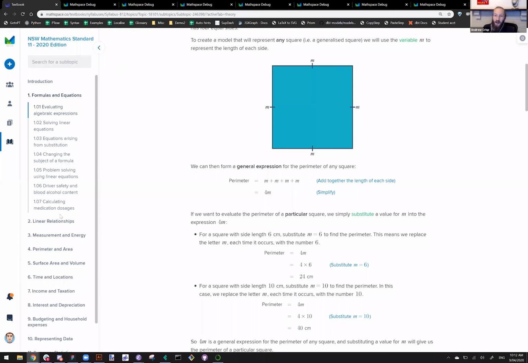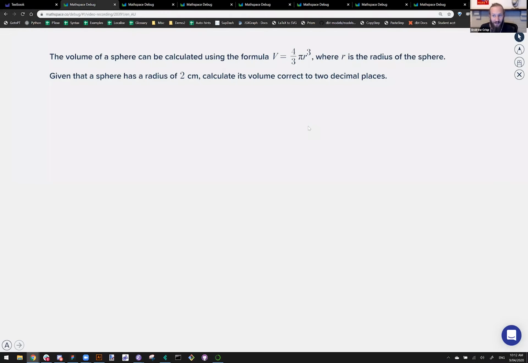This is our video recording environment. Unfortunately, you won't have access to this. It's the perks of working for Mathspace, that you get to look at things like this. But what I've got here is a regular Mathspace question. If you look throughout the first topic, you'll be able to find this question and do it yourself.